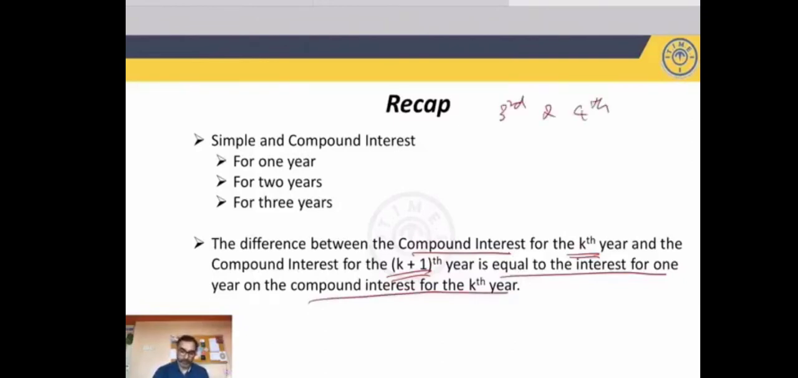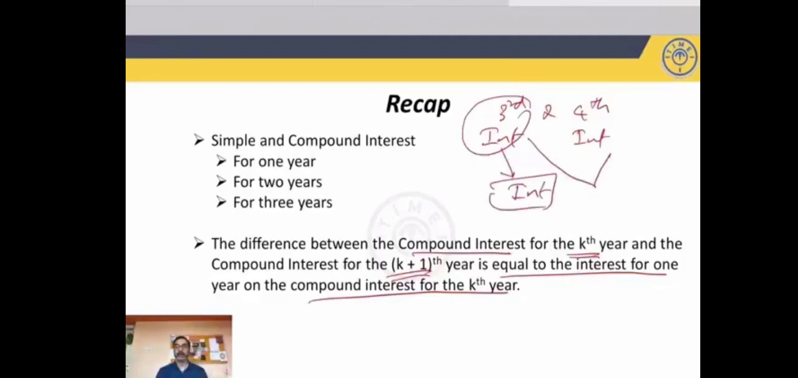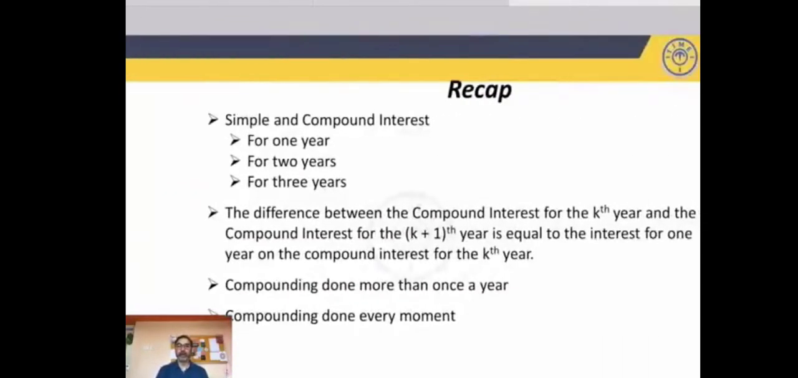Third year and fourth year. You have the interest for the third year, then you have the interest for the fourth year. On this third year interest, again calculate interest. That interest which you are going to calculate will give us the difference between third year and fourth year. That is nothing but interest on interest, which is nothing but compound interest. From here we move on to compounding done more than once a year.